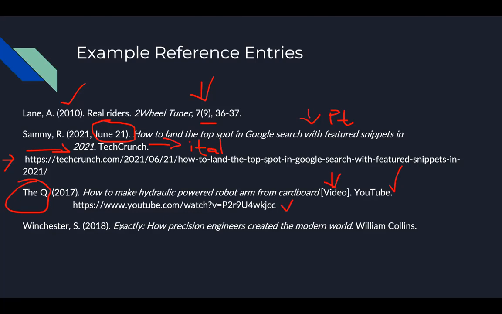Winchester S, 2018. Book title, you notice the whole title, because it's a standalone work, is in italics. William Collins is the publisher. And with books, you only need the year because ultimately no one cares what month something came out. I mean, it's not considered that it matters, you know? Books are not considered so up to the minute that you need that. With magazines, trade journals, academic journals, you want the volume and issue number. And with stuff that updates literally every day, you want to include a little more information.